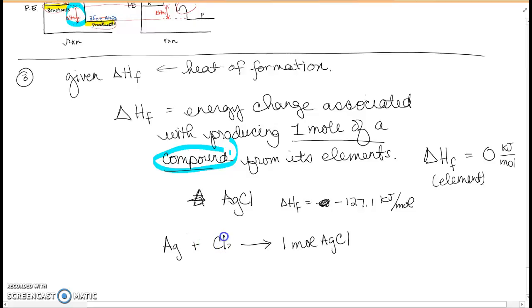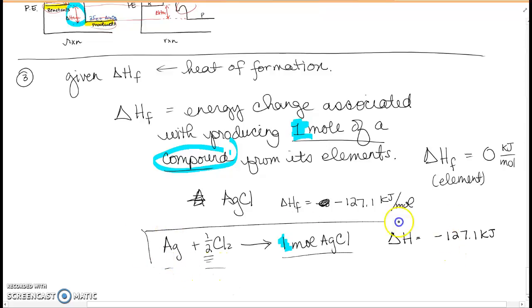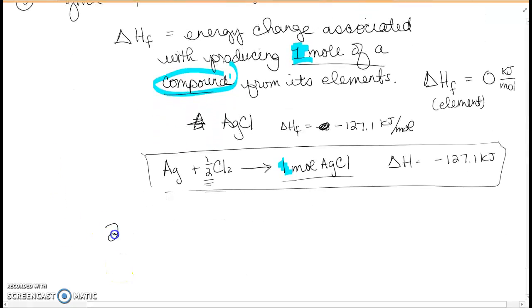What that literally means is that if I create 1 mole of AgCl from its elements, silver and chlorine, and I'm going to have to put a half here because by definition it's 1 mole, so this has to be a 1. The delta H is negative 127.1 kilojoules. That could be for 1 mole of silver chloride. It could be for a half a mole of chlorine. It could be for 1 mole of silver. We could interpret it however we want, but that's what it literally means. So how does that relate to this equation that we have been doing all along?